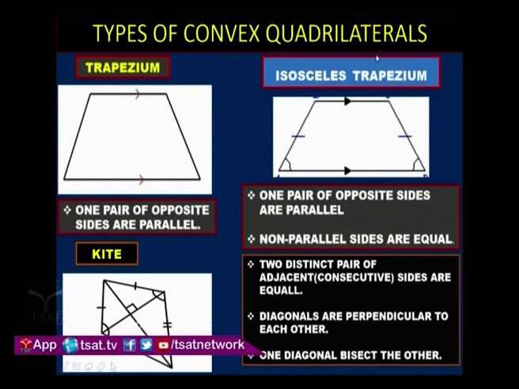Next, in a trapezium, one pair is already parallel and there are another two non-parallel sides. If these non-parallel sides are equal, then we call it an isosceles trapezium. Isosceles trapezium means one pair of opposite sides are parallel and the non-parallel sides are equal. Next, we are going to discuss an interesting quadrilateral which is the kite.